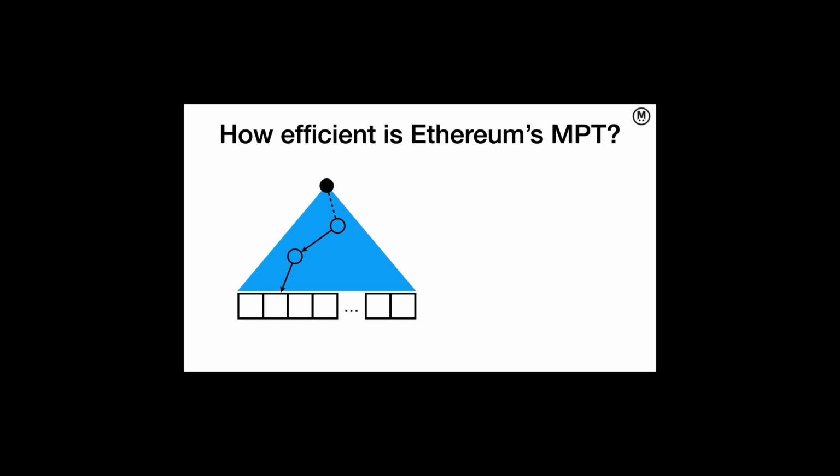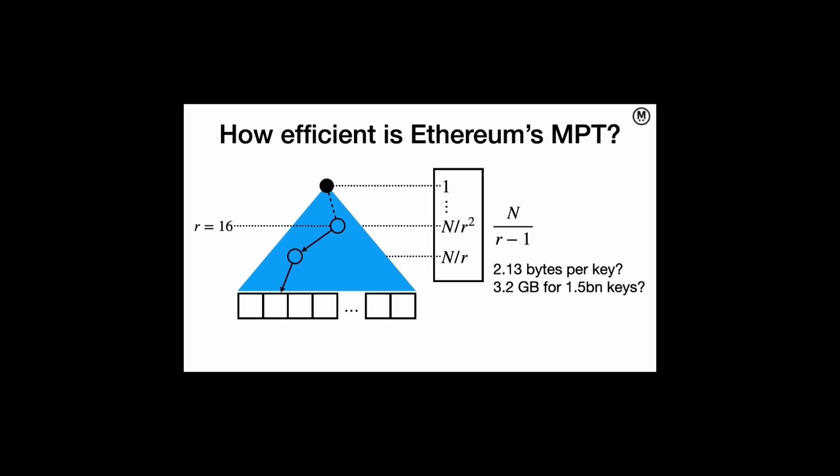So let's first examine if Ethereum's Merkle-Patricia trie is already doing well. Spoiler alert, it is not doing very well, but let's see why. Here, we're looking at a typical Ethereum Merkle-Patricia trie data structure. It uses a parameter of r equal to 16, which means each node can have at most 16 children. If we do the mathematical analysis, we'll realize that in the ideal case, where each node has exactly the maximum number of children it can have, which is 16, the overall size of the tree should be about 3.2 gigabytes for 1.5 billion key value pairs stored in the system.